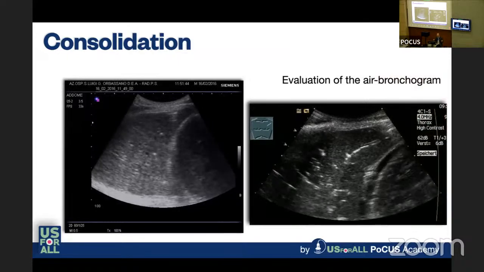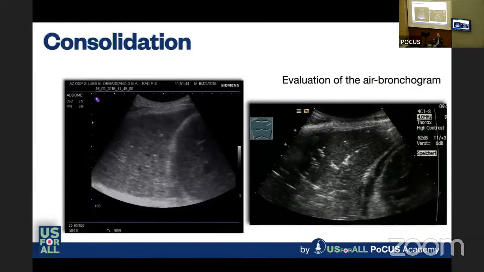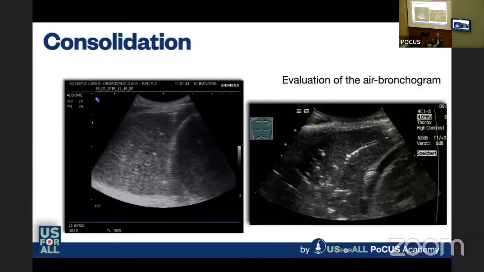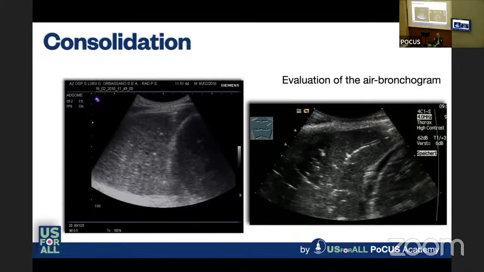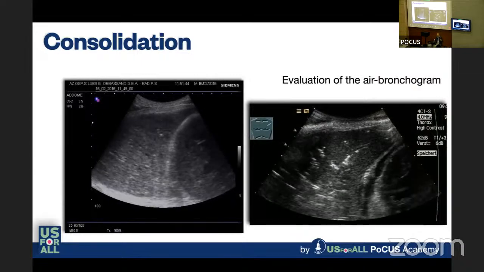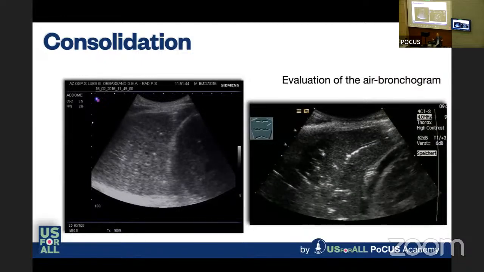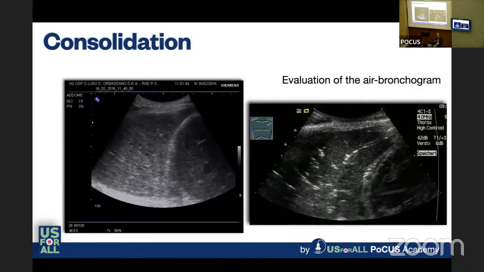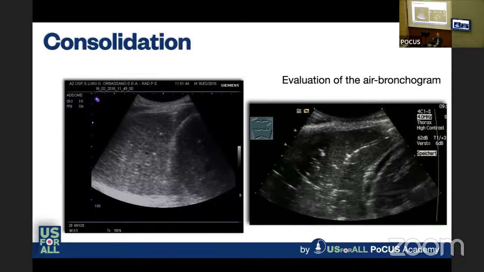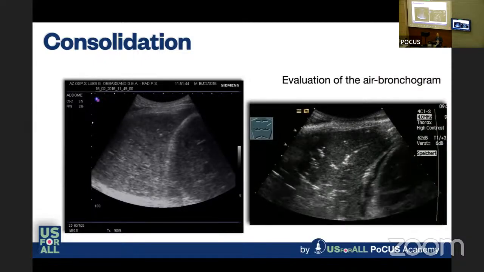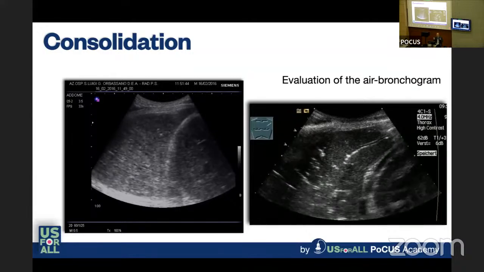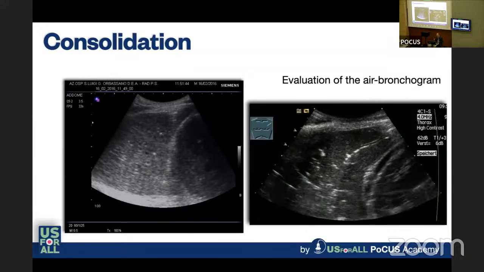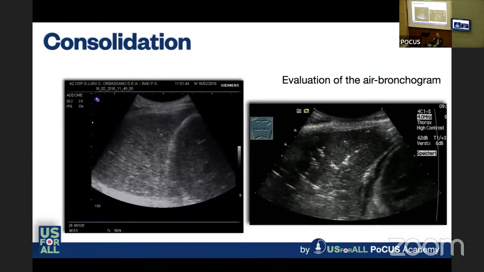There are other additional signs that we can use to make a differential diagnosis. Again, like for the interstitial syndrome, the consolidation is just a condition of the lung. It's not a disease. You may have consolidation for pneumonia, for atelectasis, for infarction, contusion. So consolidation is a condition of the lung. We use additional signs to make a differential diagnosis.